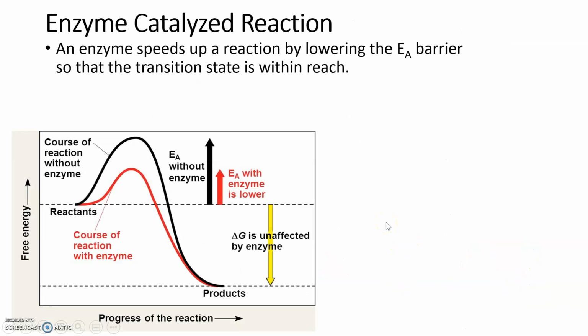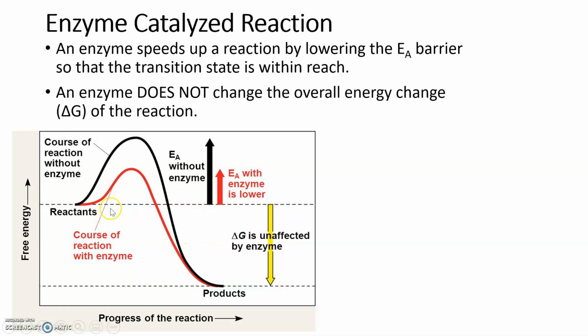All right, so that brings us to enzymes, the whole subject of what we're working on here in this class, in this chapter. An enzyme speeds up the reaction by lowering the activation energy barrier. So we see that here. It does not change the overall change in energy, which we symbolize delta G.